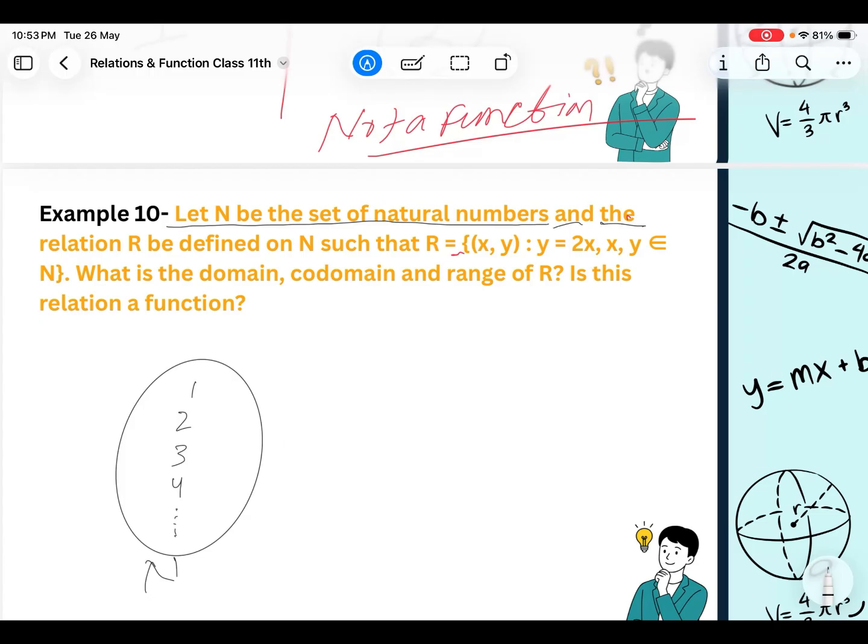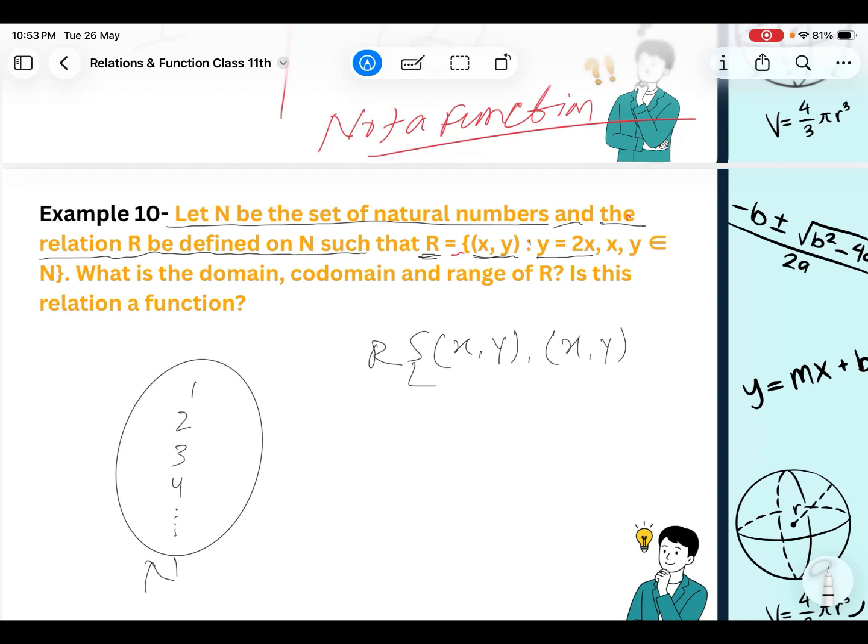It's saying let N be the set of all natural numbers. So we draw a set with 1, 2, 3, 4 and so on. This is called N, right? And the relation R be defined on N means we have to make a relation on N such that this relation should be (x, y), such that y equals 2x.